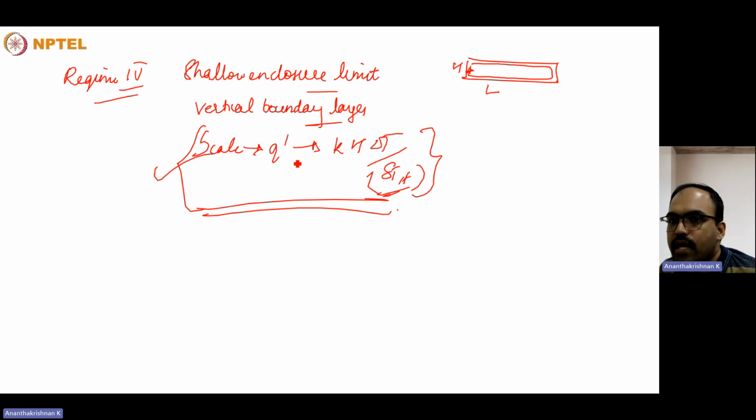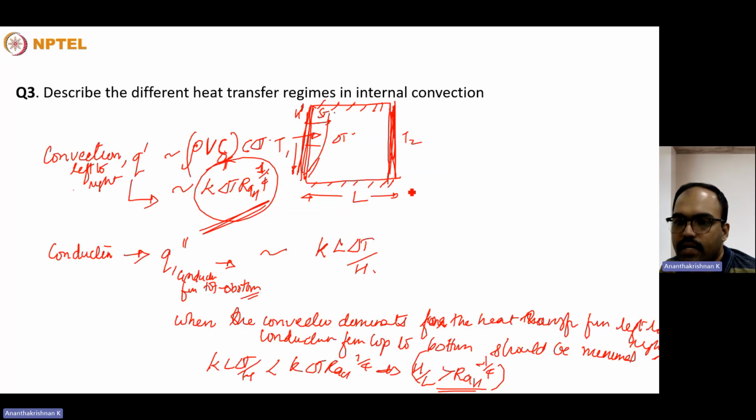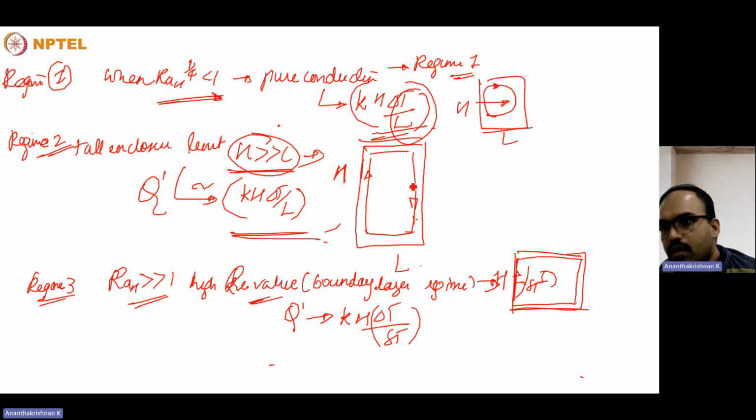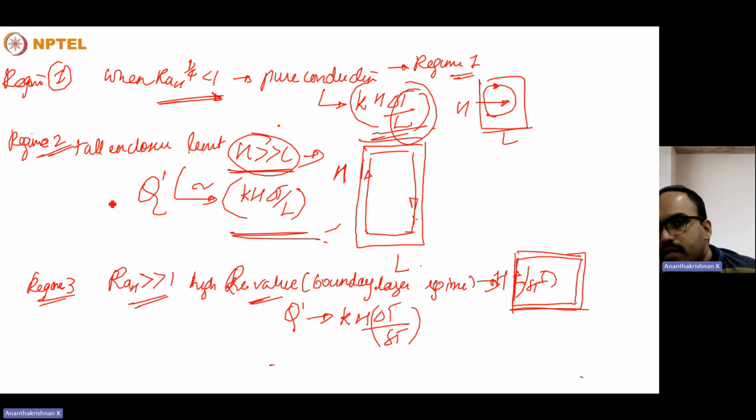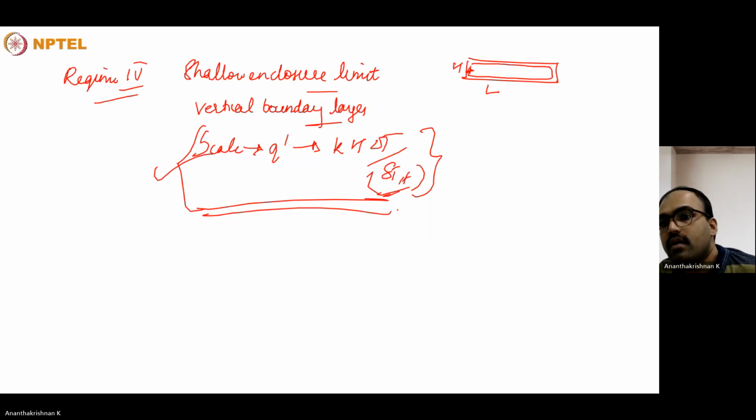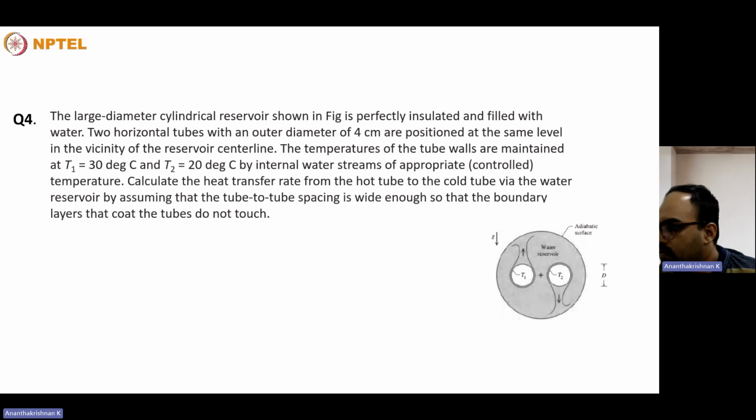And in the fourth case, shallow enclosure limit, the same as the previous case, the full dimension may not be required. It's delta T that needs to be accounted for. The boundary layer thickness needs to be taken into account here. So regimes 3 and 4 are kind of similar, but for regimes 1 and 2, the heat transfer rate scaling will be kind of the same. So that completes the fourth question, and we can move into the fifth one.